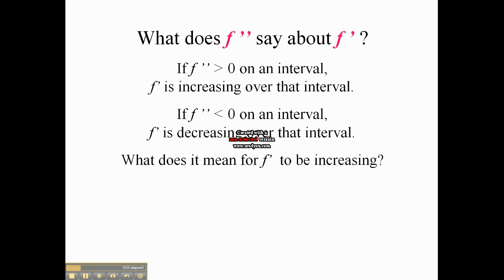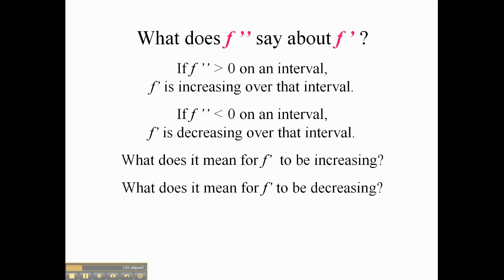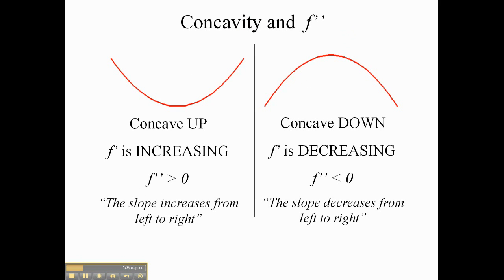So the big question is, what does it mean for the first derivative to be increasing? Or what does it mean for the first derivative to be decreasing? And what does that tell us graphically? Well, if we have a changing rate of change, that brings concavity into our graph. Now our graph will be concave up if the first derivative is increasing, which is also when the second derivative is positive. The reason it's concave up is because the slopes are increasing as we go from left to right.